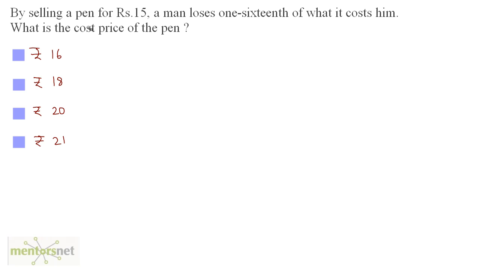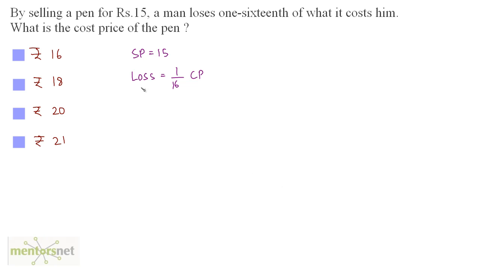By selling a pen for rupees 15, a man loses 1/16th of what it costs him. What is the cost price of this pen? Well, we have been given the selling price of this pen, which is 15. So SP is equals to 15. And it is said that this man loses 1/16th of what it costs him. So we have been given the loss. So loss is equals to 1/16th of what this pen was purchased for. So this pen was purchased for the cost price. So 1/16th of the cost price.